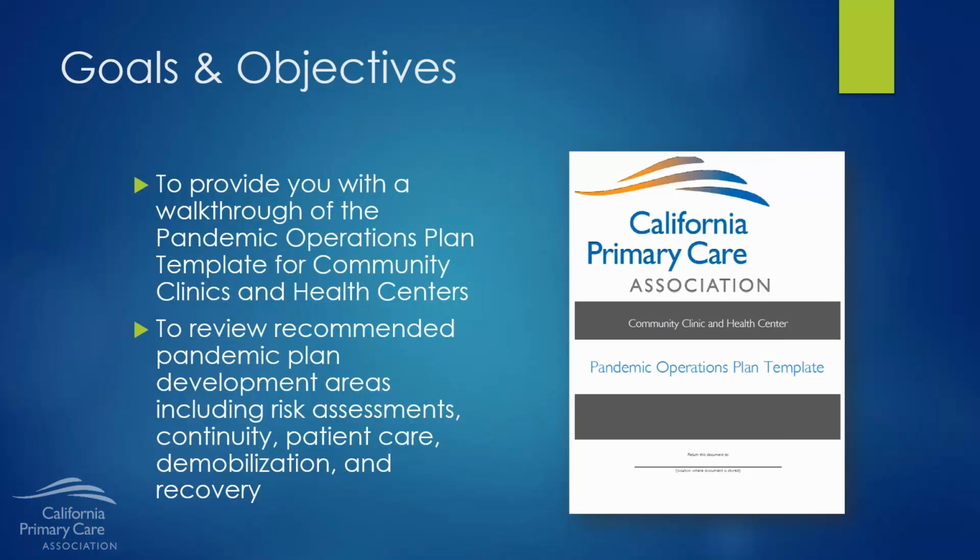This includes risk assessments, continuity, patient care, demobilization, and recovery. And this is just to give you a structure of what we recommend in a pandemic plan. We'll touch on a couple of things like the CMS emergency preparedness rule and how organizing your plan in a certain way can help you to meet those requirements. And we'll touch on elements that you may not have already considered in your pandemic plan.